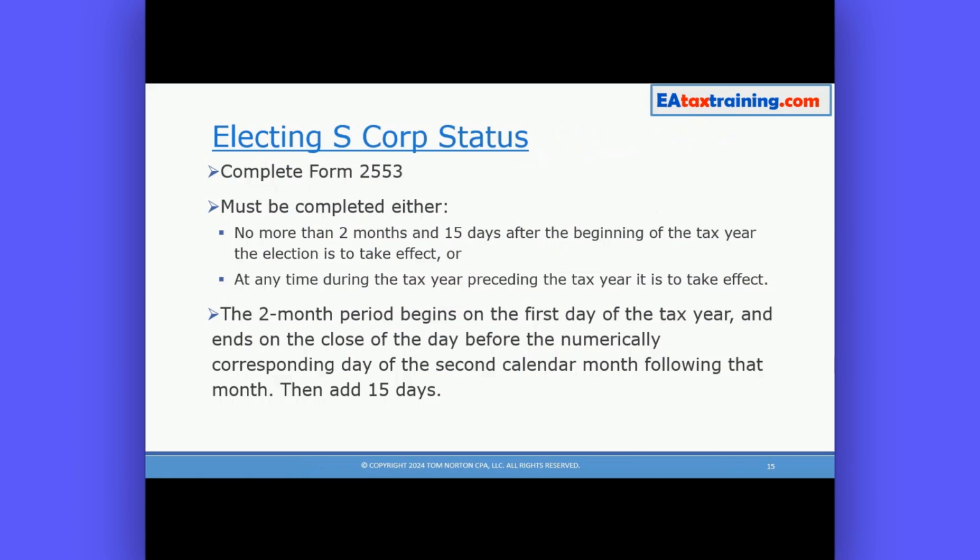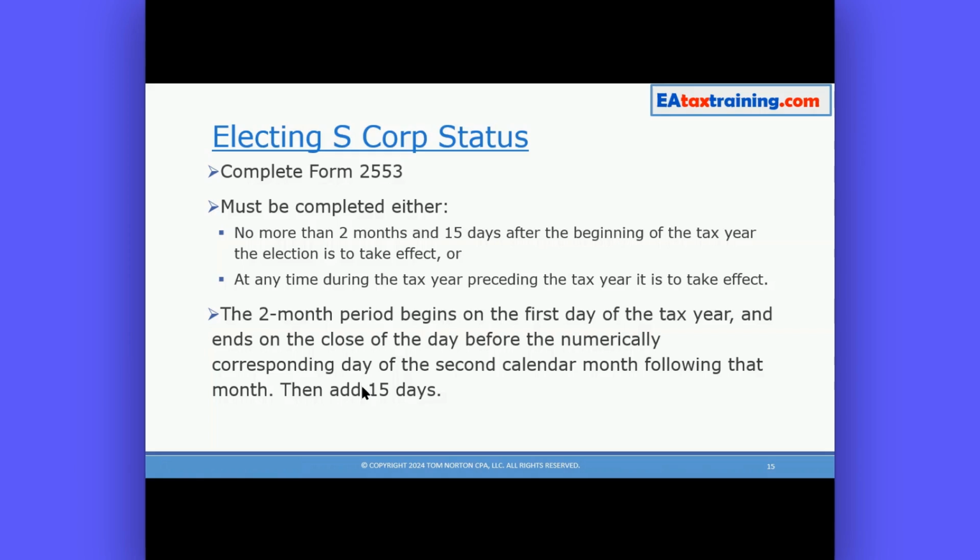So we're going to do some examples to see why they've gone through the trouble of using all of those words to describe 2 months and 15 days. If we're talking about a calendar year corporation, let's say, that already exists, and now it's going to become an S Corp, then it's pretty easy. They have to make their S Corp election by March 15th. So that's 2 months and 15 days.